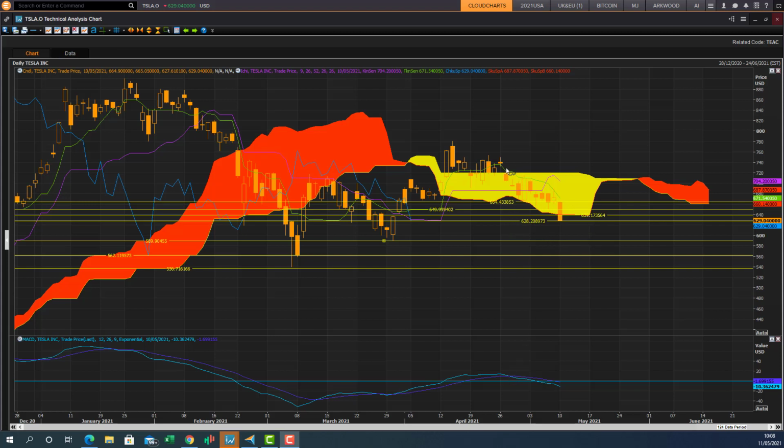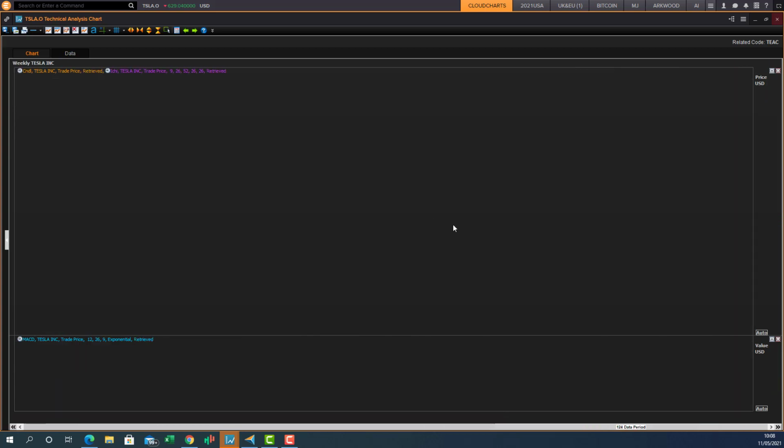We've had a MACD sell in and around here, which coincides well with the top end cloud support loss there. So Tesla's not out of the woods yet, it's in a little bit of a tight spot. So Musk better start his Tesla propaganda again to get the price up.